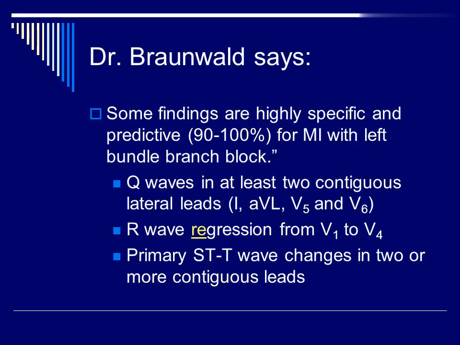Braunwald says some findings are highly specific and predictive, 90 to 100%, for MI with left bundle branch block. Q waves in at least two contiguous lateral leads, AVL, V5 and V6. R wave regression from V1 to V4. Primary ST/T wave changes in two or more contiguous leads.